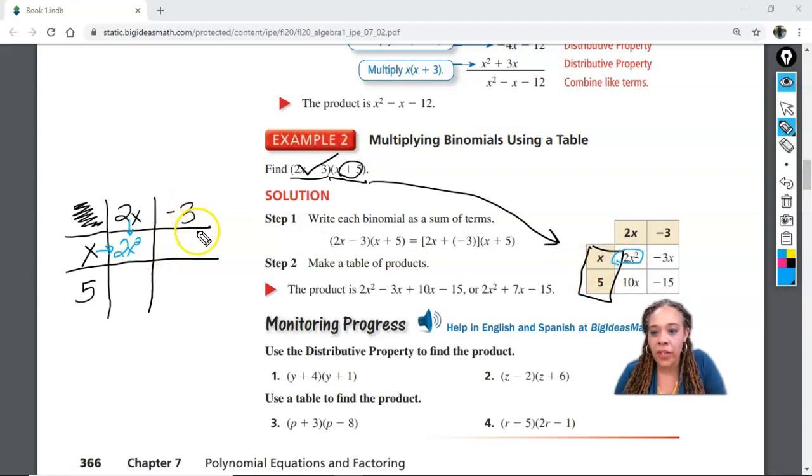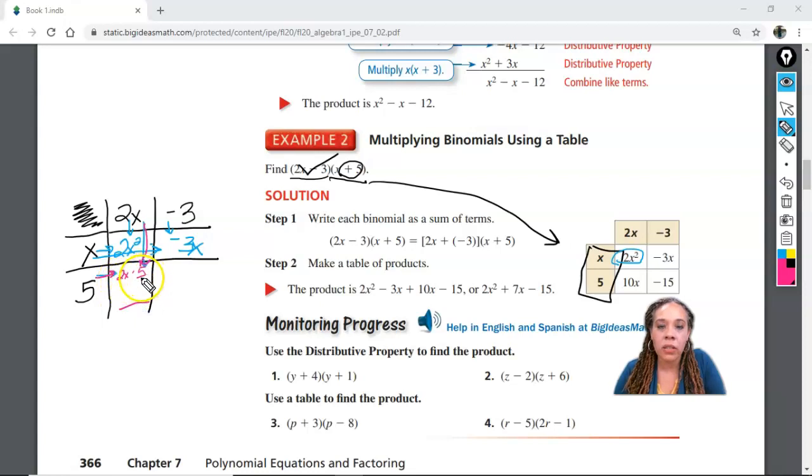So now for this next box, I'm also going to say this x times this negative 3. Well, if I multiply those together, I just get negative 3x. All right? So now I can move down, and I want to pair up this 2x with this 5. Why don't I change the color on that one also? So that 2x comes down, and this 5. You could write those in there.